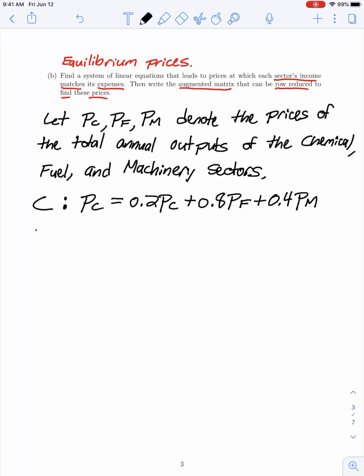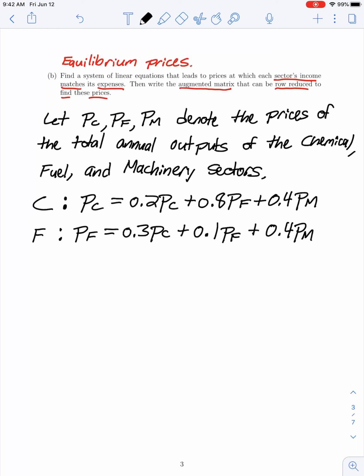So let's look next at the fuel sector. For fuel, their total income is going to be the price for their total annual output, and this has to equal the total amount they're spending. So looking back at our change table, fuel was purchasing 30% of coal's total annual output, 10% of their own total annual output, and 40% of machinery's total annual output.